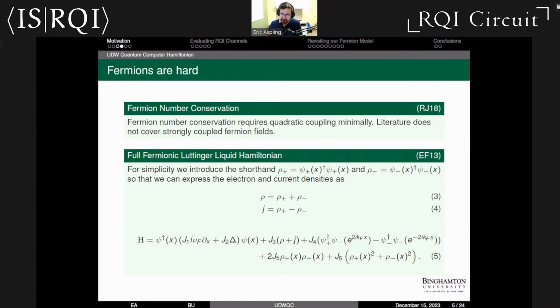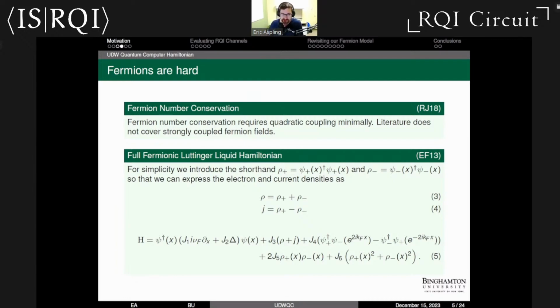If you look at equation 5, we have the full fermionic Luttinger liquid Hamiltonian. And in this, there are several blocks of different physical systems that we can utilize. And as I'll show you, some of these blocks of this Hamiltonian, especially this J3 block, will really come into play and really do a lot of work for us here. But this full Luttinger liquid Hamiltonian is very common in the literature.